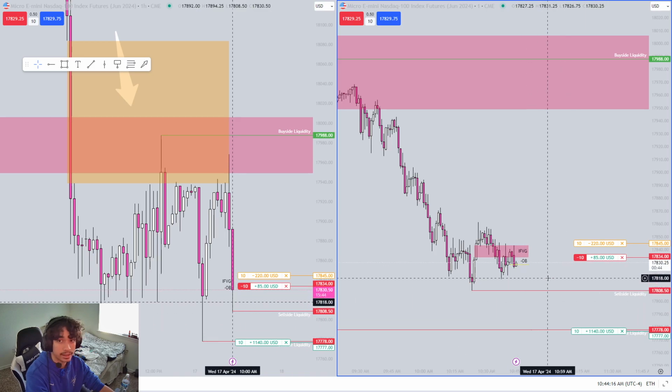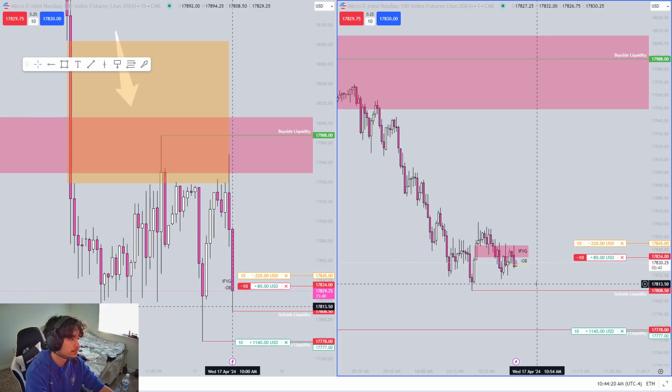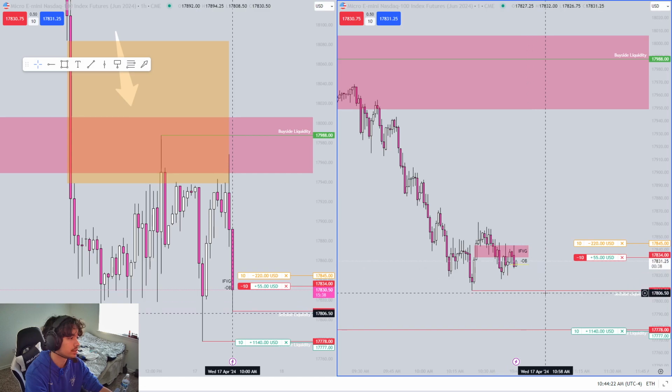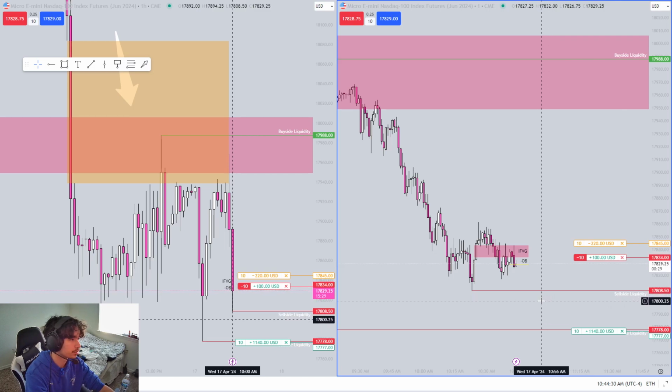This is where I would be adding more contracts. But I definitely want to see this end it lower. We got about 15 minutes until the new hourly candle, so plenty of time.